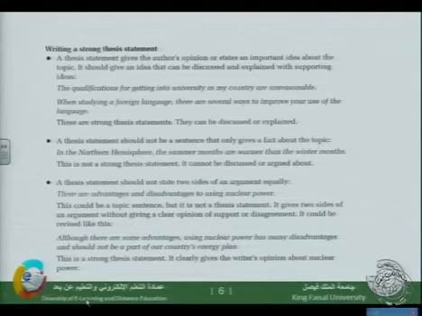A thesis statement should not, we said, state two sides of an argument equally. There are advantages and disadvantages to using nuclear power. This could be a topic sentence, but it is not a thesis statement. It gives two sides of an argument without giving a clear opinion of support or disagreement. So you need either to support or to disagree with something. And you need to support your discussion, whether you agree or disagree, with supporting details, either facts or examples or some proofs. Okay? Notice this sentence, for example.